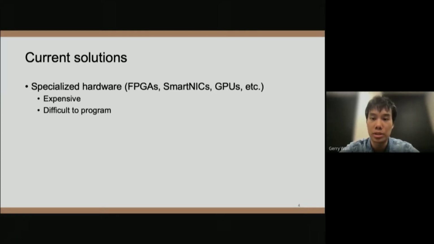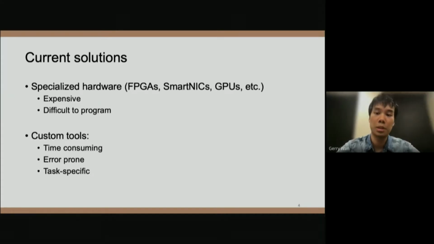One solution is to use specialized hardware like FPGAs, smart NICs, GPUs, or commercial appliances to help offload compute-heavy tasks. But these devices are expensive and difficult to program for most network operators and researchers. Alternatively, many people have also spent months building custom analysis tools from the ground up. But this approach is extremely tedious and error-prone, and not to mention isn't very flexible.